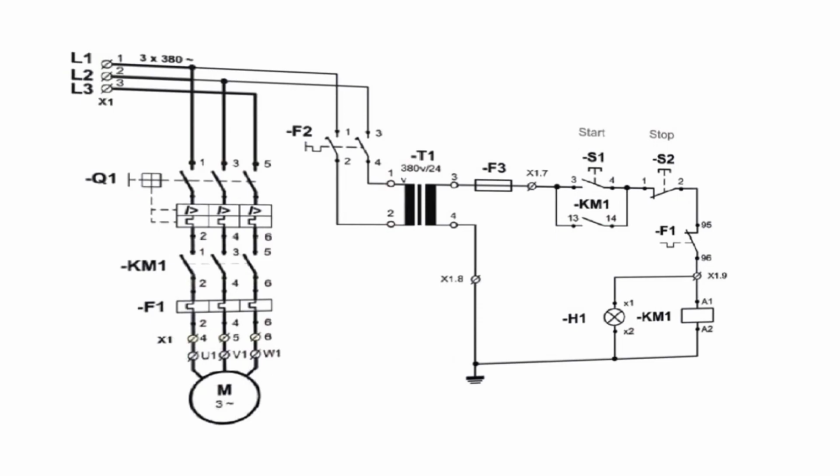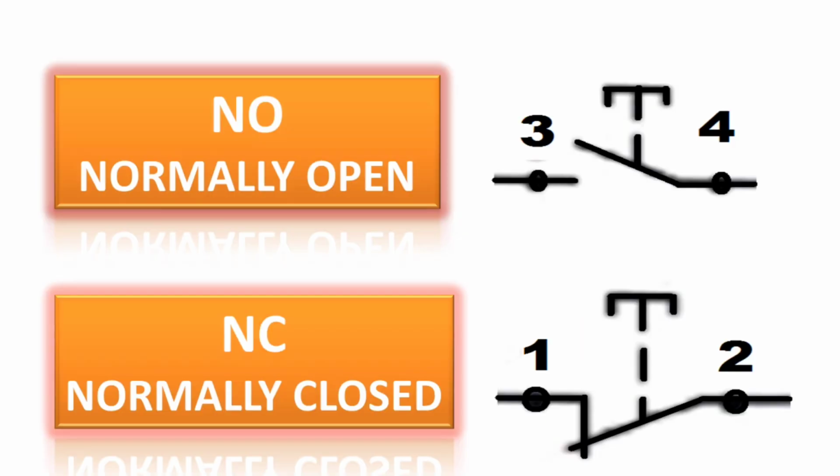So now let's start with the first and simplest motor starter, which is the DOL starter. Before starting, you should know about NC and NO. NC stands for normally closed, which in simple terms means that when the contactor coil is not energized, this contact is closed, and when the contactor coil is energized, it will be open. Similarly, NO stands for normally open, which means when the contactor coil is not energized, this contact is open, and when the contactor coil is energized, it will be closed.